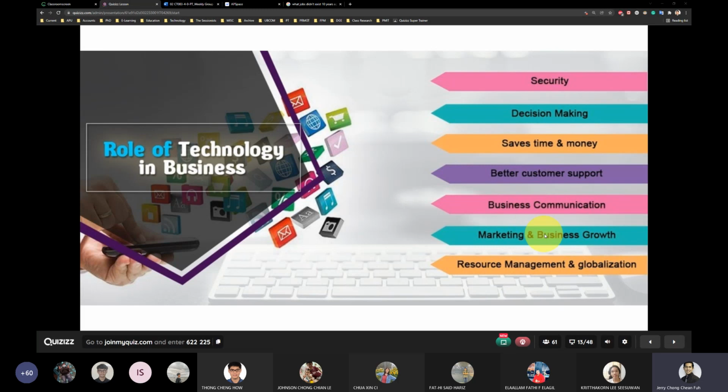Marketing and business growth, don't forget to highlight that in terms of a very significant role of technology in business as well. And not to forget resource management, and you see the similar term here, which is globalization. So I like this infographic a lot because it covers a wide area. You don't just see it talking about saving money, saving time, saving manpower.